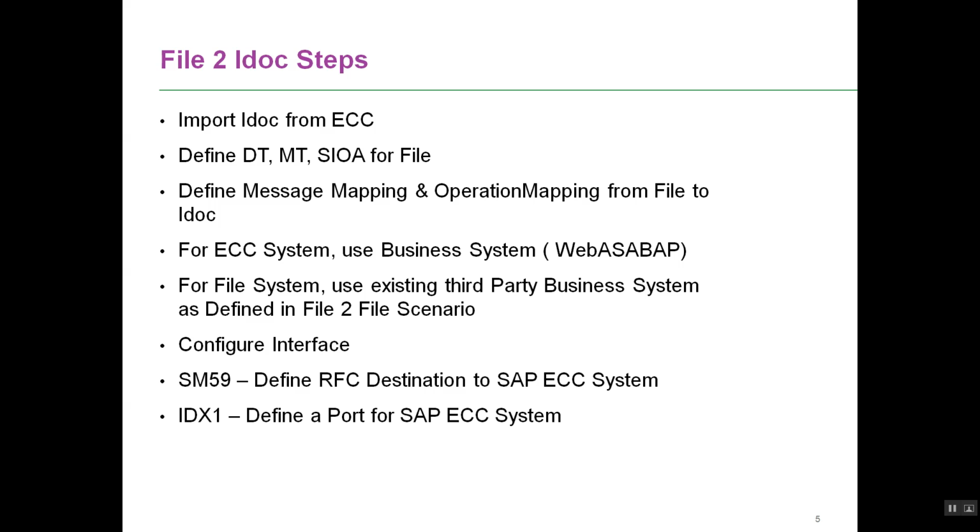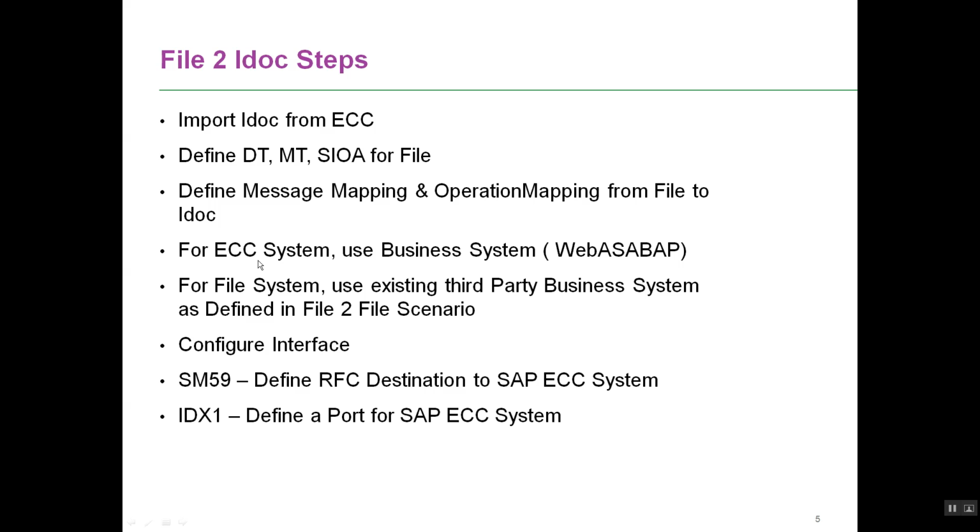Okay. So apart from that, just a summary. How do I do a file to IDoc scenario? I will first be importing the IDoc from ECC. We will be creating a data type, a message type, and a service interface. Only the outbound asynchronous service interface is something that we will be creating. We will be defining a message mapping and an operation mapping. And when we are defining these, we will make sure that it is a multi-mapping. And I will show you how we do that.